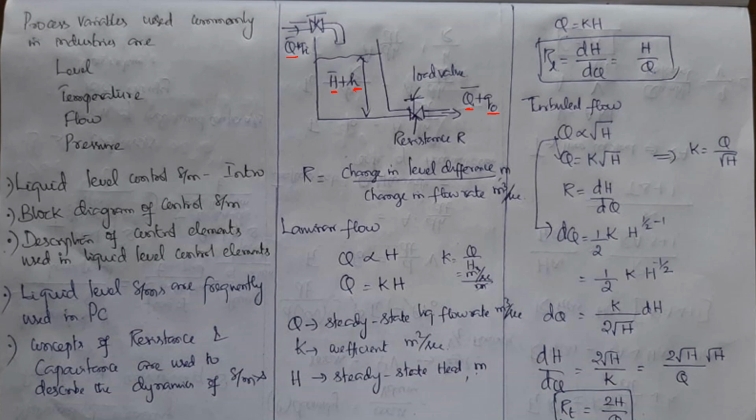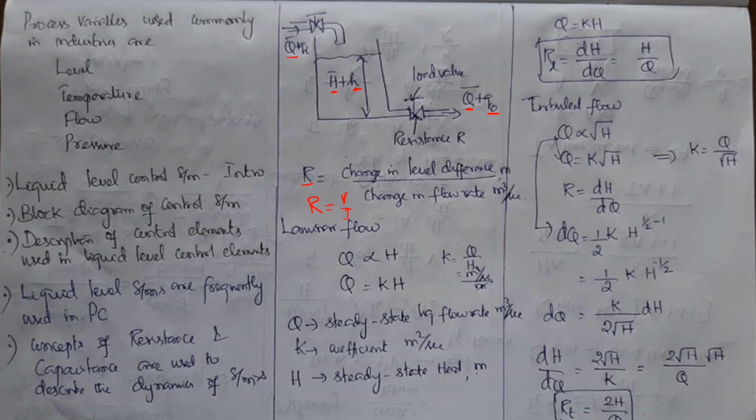In order to understand the dynamics, we are always familiar with the terms resistance and capacitance. So we are going to see what is the resistance for this change. If there is a change, what is the resistance offered by the liquid system to that change? The resistance is the ratio between the change in level difference and the change in flow rate. We all know the familiar electrical system, V equal to IR, R equal to V by I. I is the current flow, V is the voltage potential.